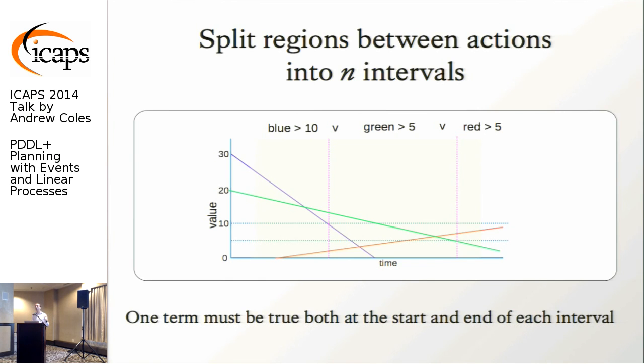Well, on the first part of the graph on the left there, at the start of that, blue is greater than 10, and at the end of it, blue is greater than 10. So we've satisfied it for that region, but then we allow it to change which one of these it relies on for the next region. So green is greater than 5 at the start of the middle, and green is greater than 5 at the end of the middle, and so on.